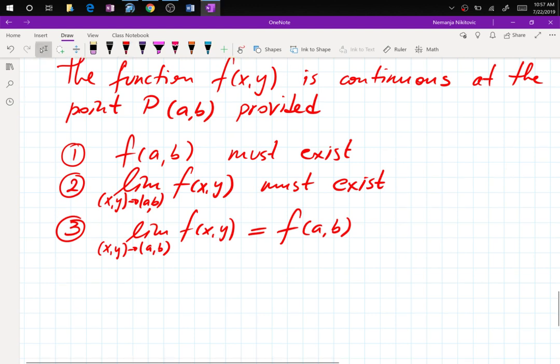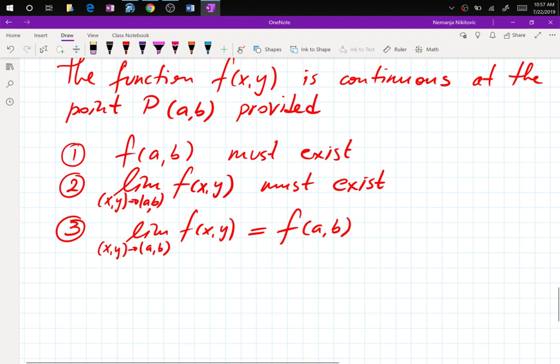So these are the three rules. They are exactly the same as the rules that you had for one-dimensional input. You just have f of x with a, ignoring completely y's and b's. It's identical. So for a function to be continuous at the point, they have to be the same point in order for it to work.